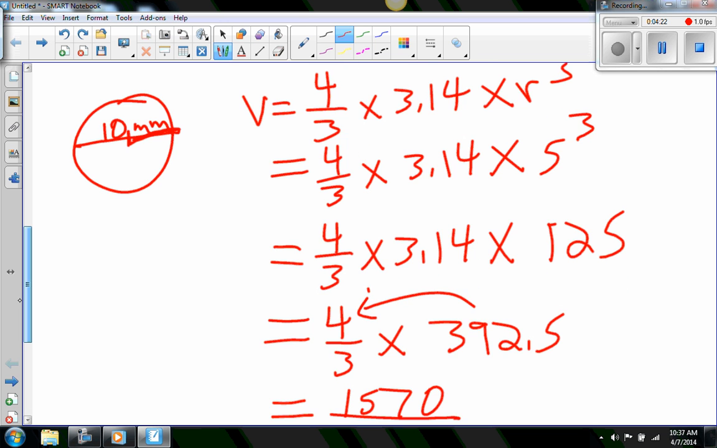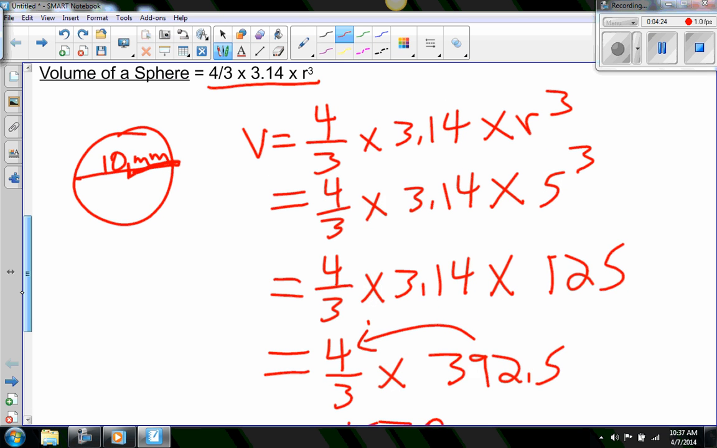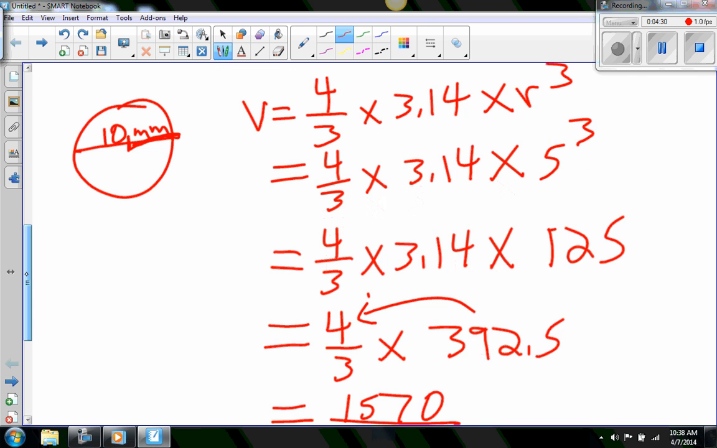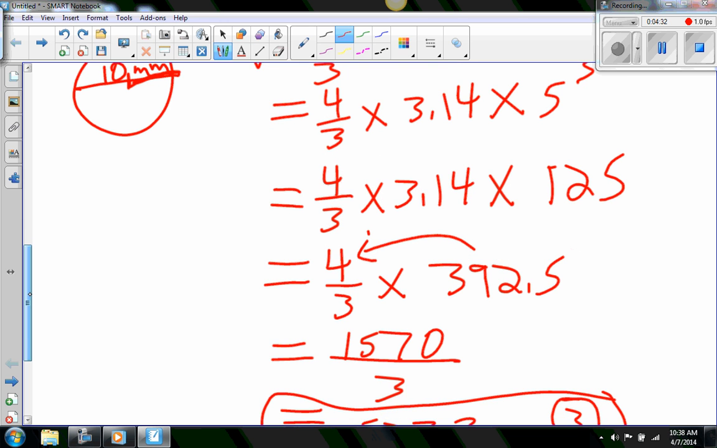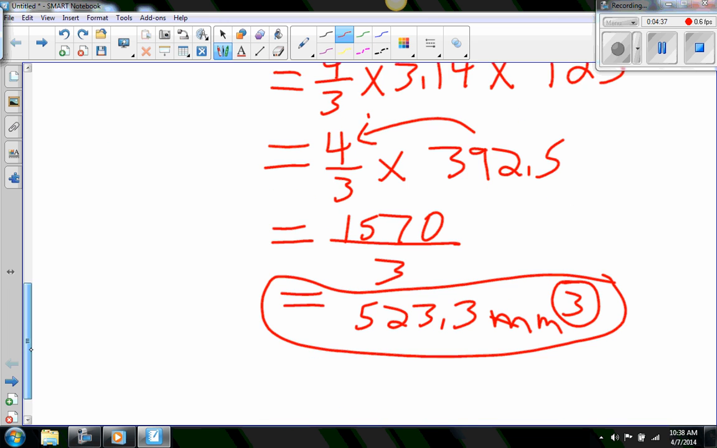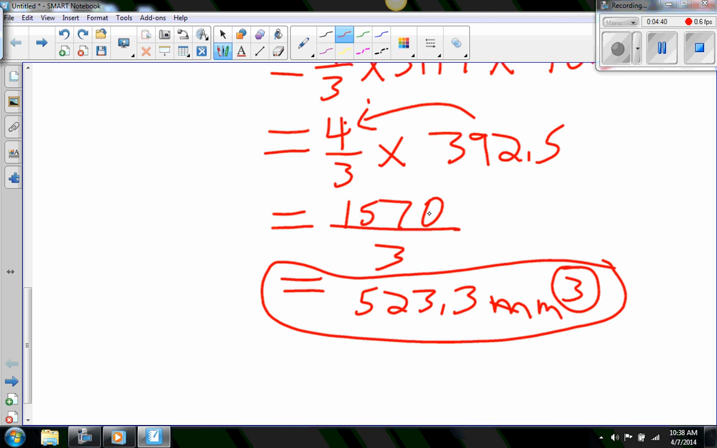So let's go back here and look at what I did. 4/3 times pi times radius cubed. Radius is halfway across the circle, so it's only 5. So I did 5 times 5 times 5 is 125. Then I took that times pi, and I got this. And then to get rid of the 4/3, you take it times 4, which is this, and then divide it by 3, and round it if you have to.